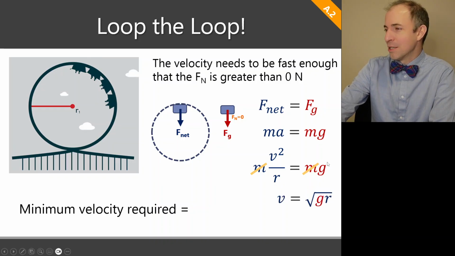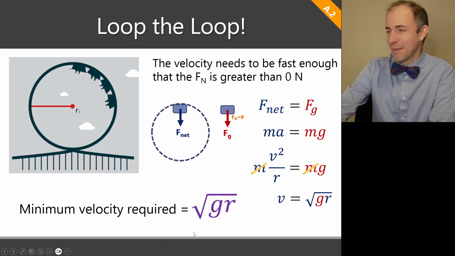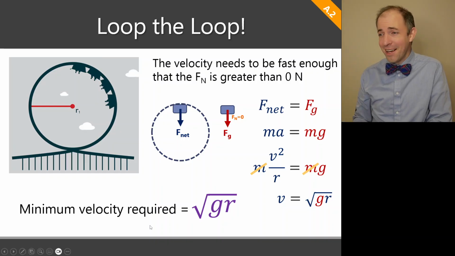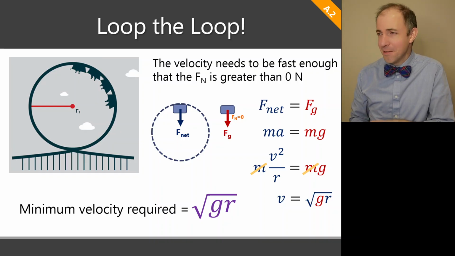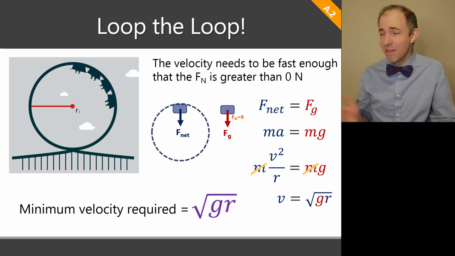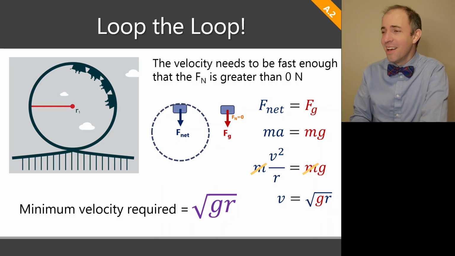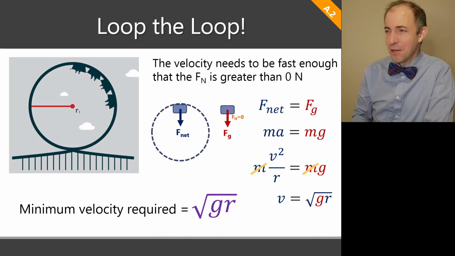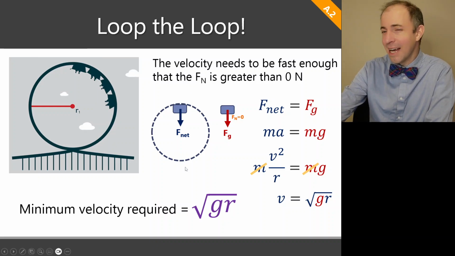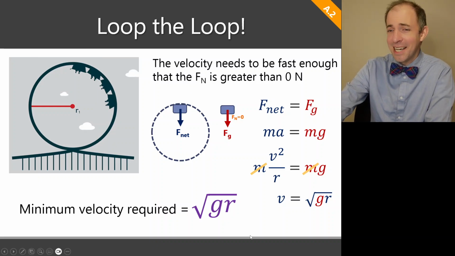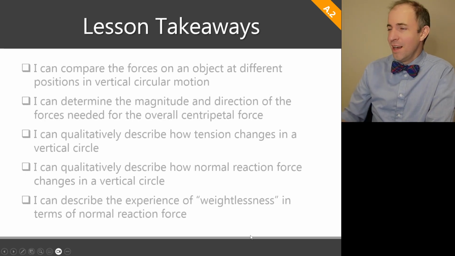If I rearrange this, I will get v is equal to the square root of g times r, which is kind of wild that the minimum velocity required doesn't have to do with the mass at all. It is based entirely on the radius of the circle that you're trying to make. That will tell you how fast you need to be traveling at the highest point to maintain contact with the track. All right, some takeaways.